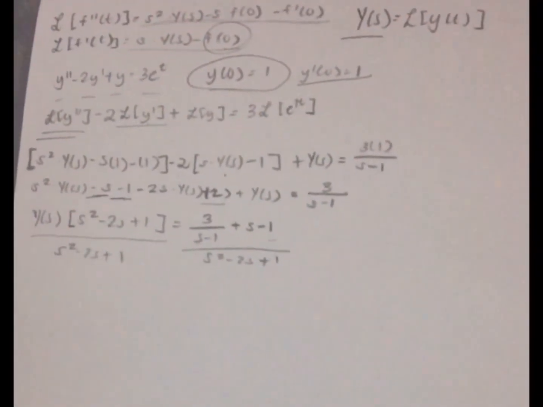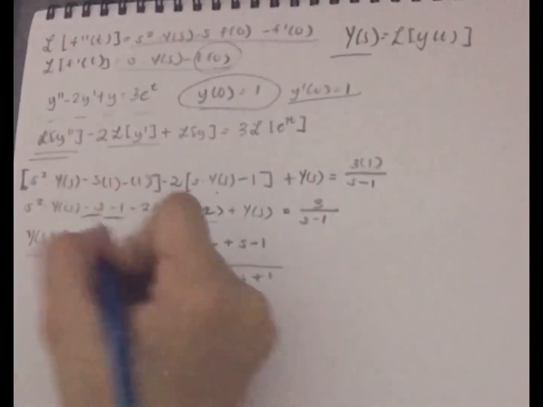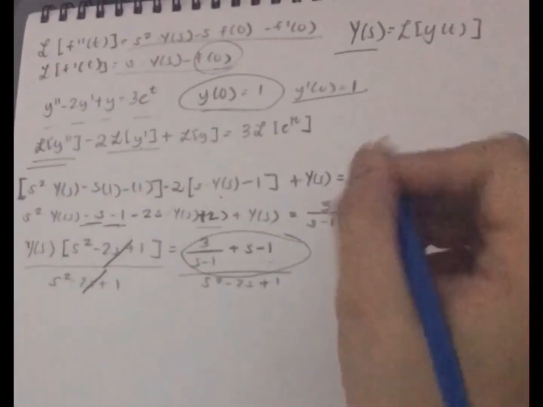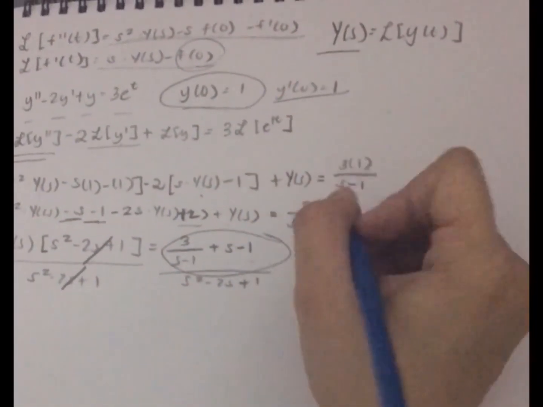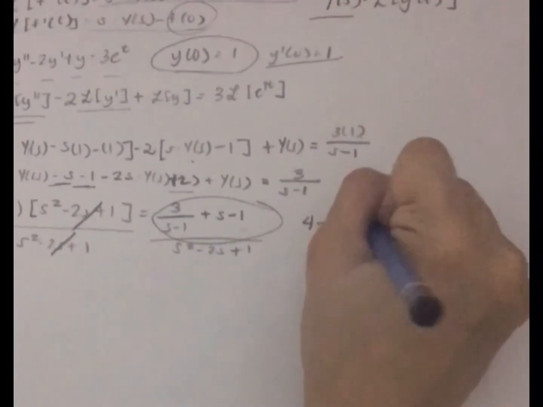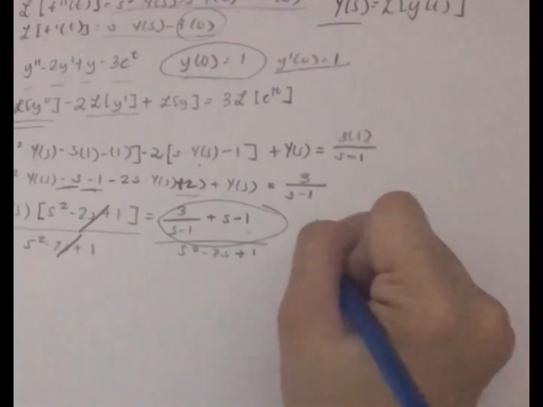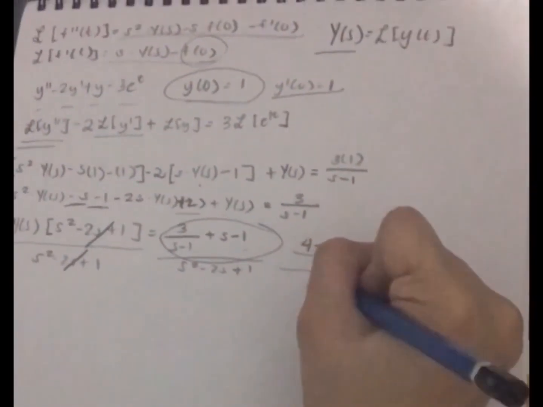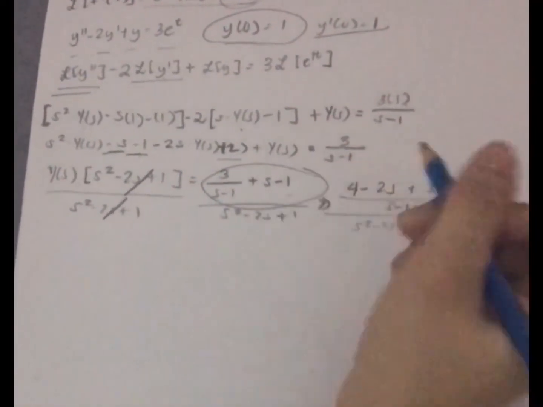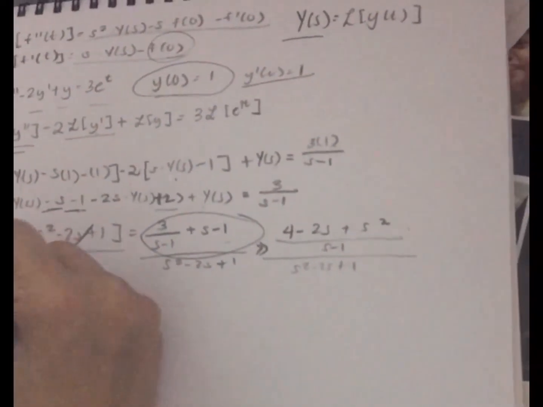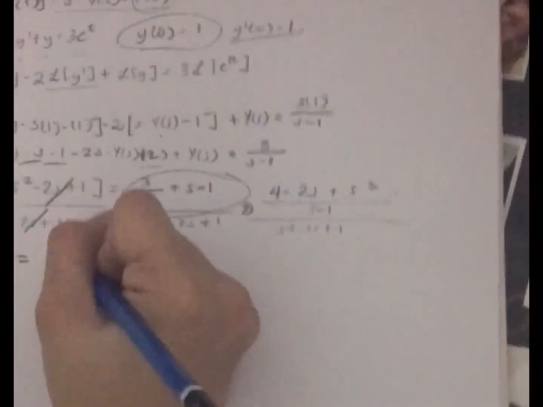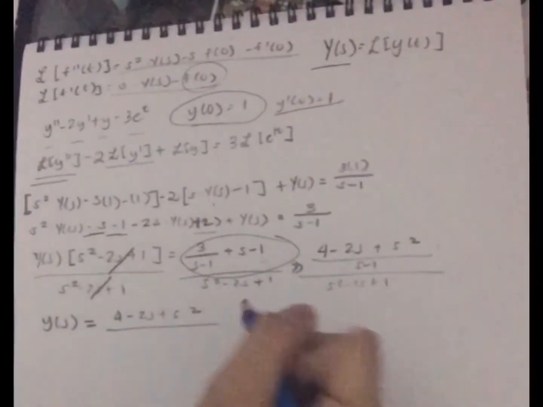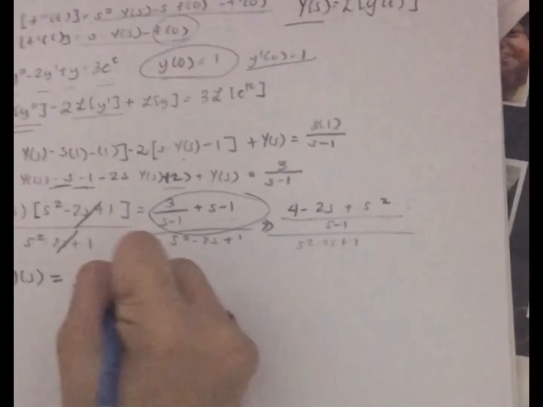Wait. Cancel this, and here the equivalent of this one would be 4 minus 2s plus s squared. Let me just rewrite it. Over s minus 1, s squared minus 2s plus 1. Okay. Rewriting this, we should arrive with 4 minus 2s plus s squared over its denominator, s minus 1.